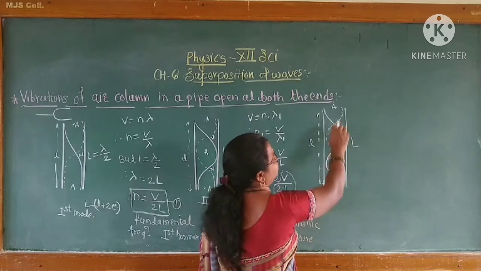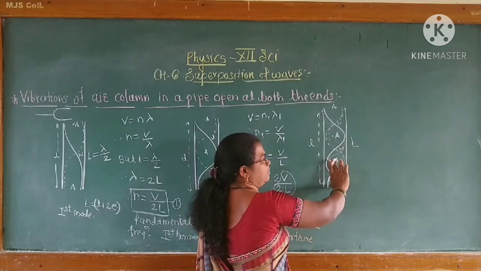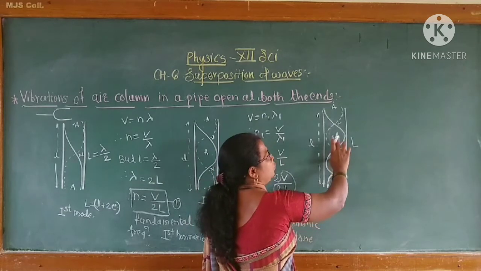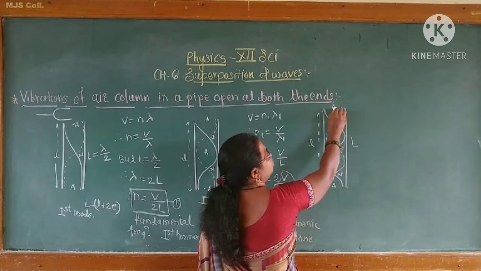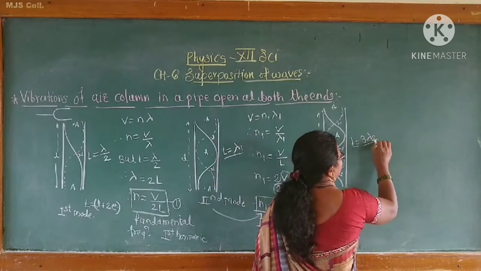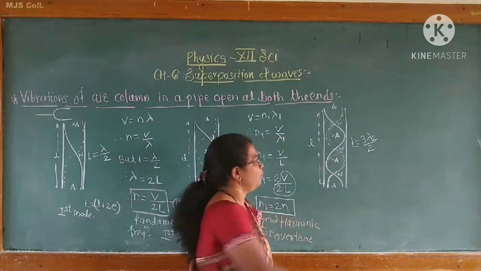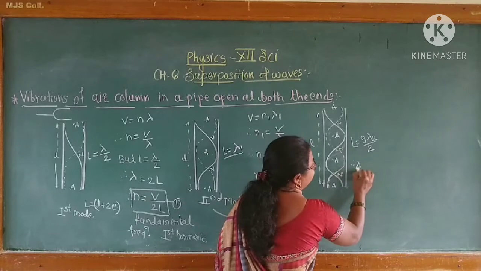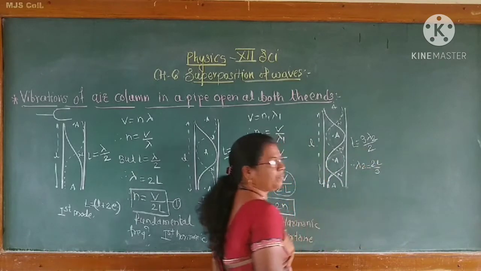Okay. So, what is the distance in between them? Now consider antinode to antinode, lambda by 2. This one lambda by 2 and this one also lambda by 2. So, here L is equal to 3 lambda 2 by 2. Therefore, here lambda 2 is equal to twice L by 3.